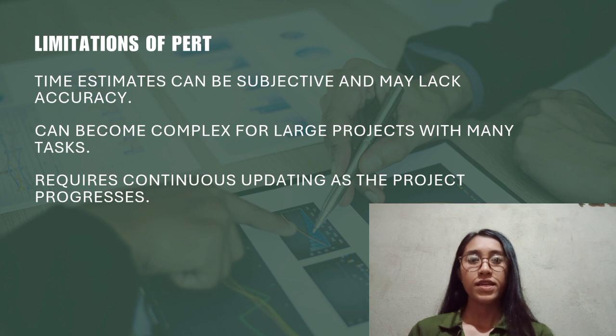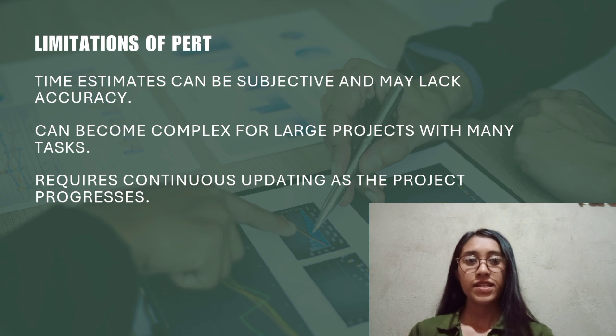Meanwhile, here are the limitations of using PERT. The first one is time estimates can be subjective and may lack accuracy. The time we guess or use for each task might not always be right. It can sometimes be wrong or not that accurate, especially if we lack enough past data or experience.